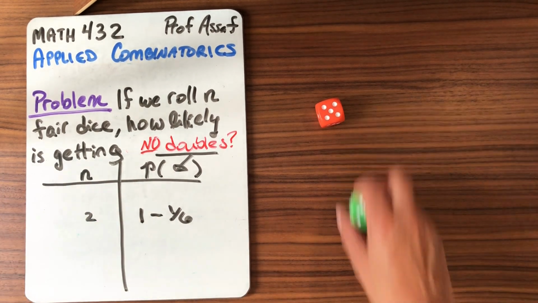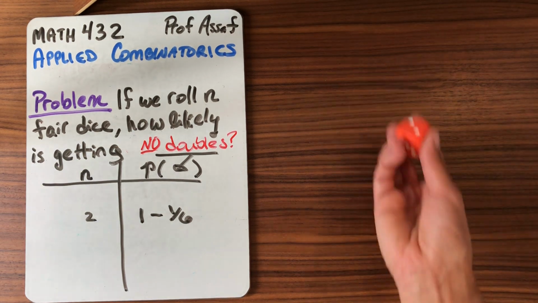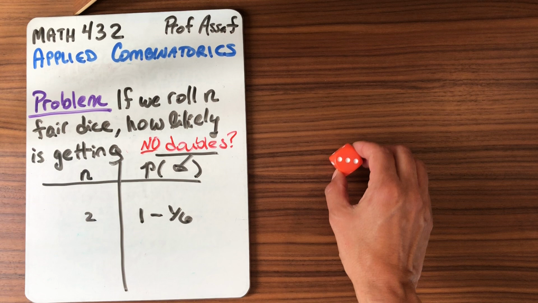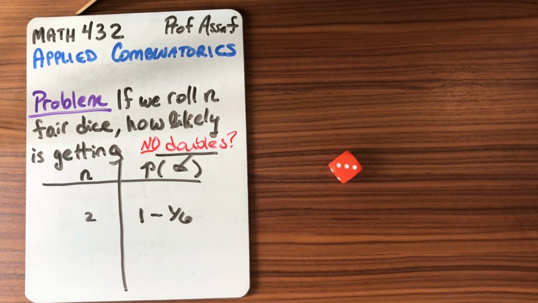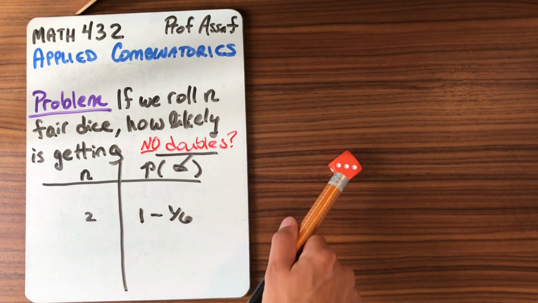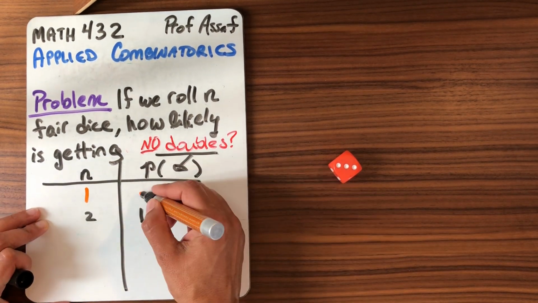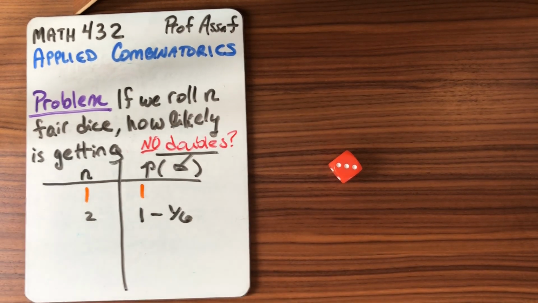We have room here. Let's think about if I just had 1 die. So I've got 1 die. What's the probability of getting no doubles? Well, I have 1 die. How many ways can I possibly get 2 that match? 0. There are no ways. I only have 1 die. So when n equals 1, the probability of getting no doubles is 1 because there's just no way to do it. So I'm guaranteed not to get doubles.